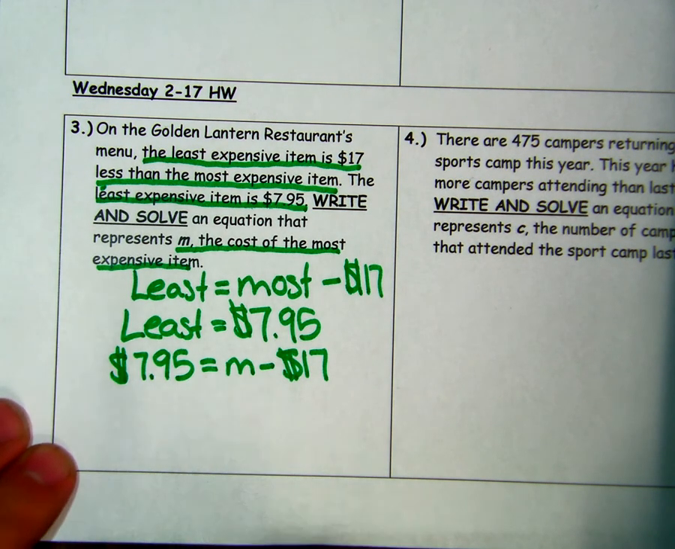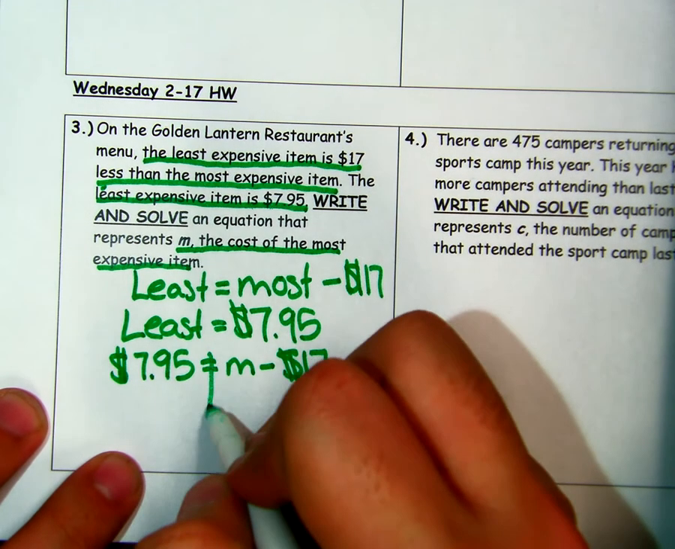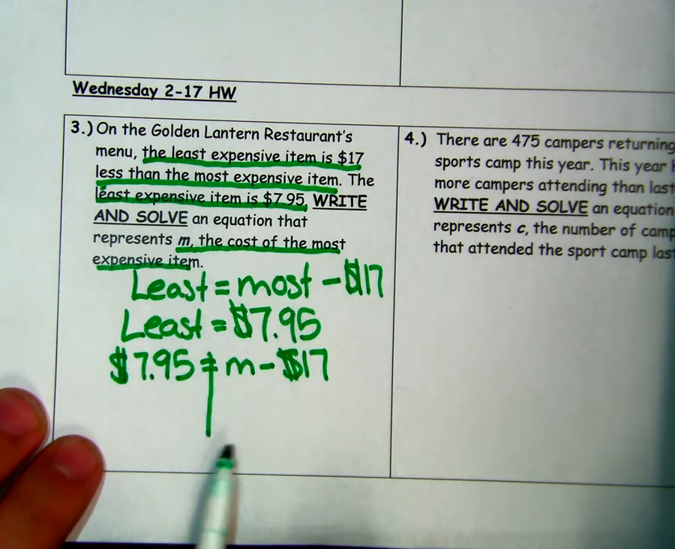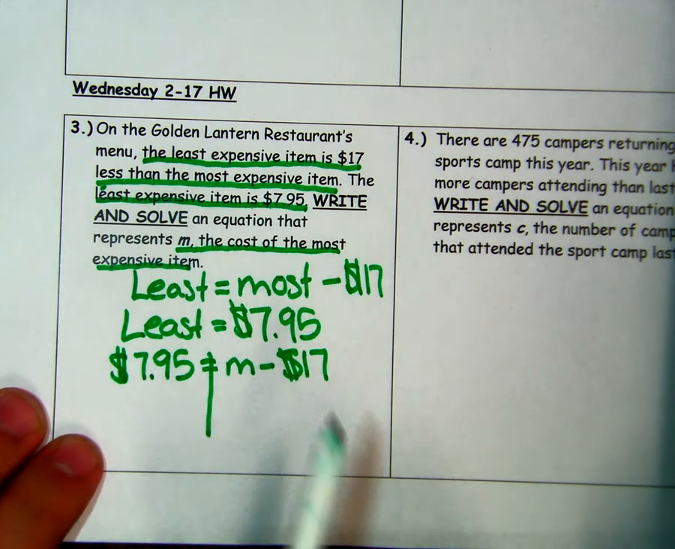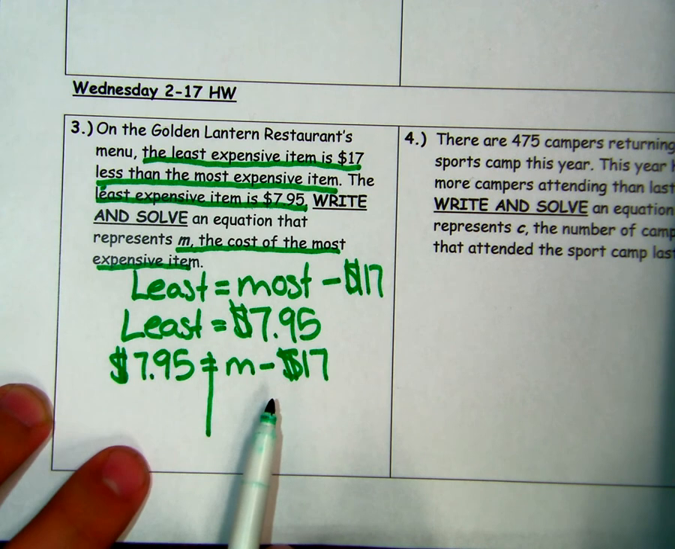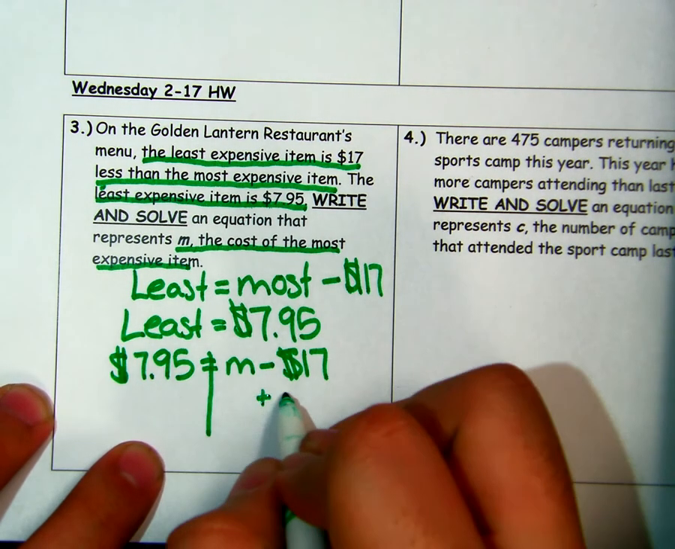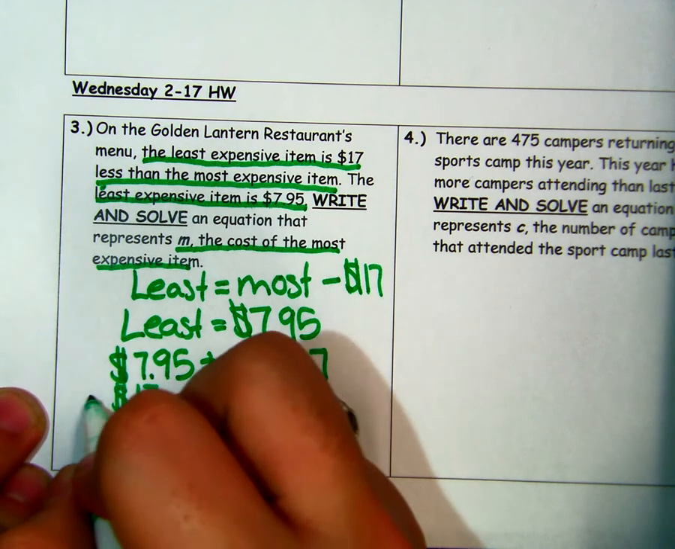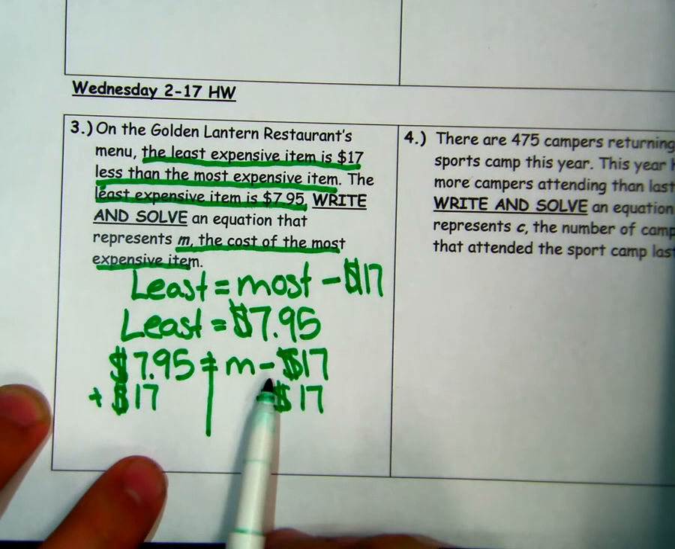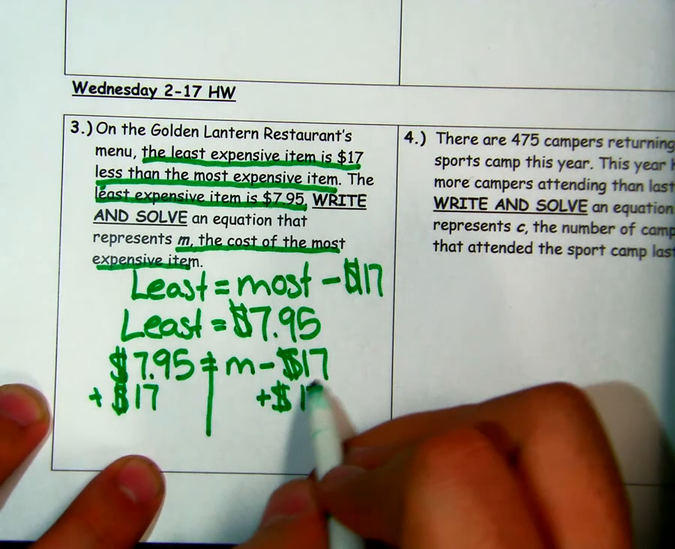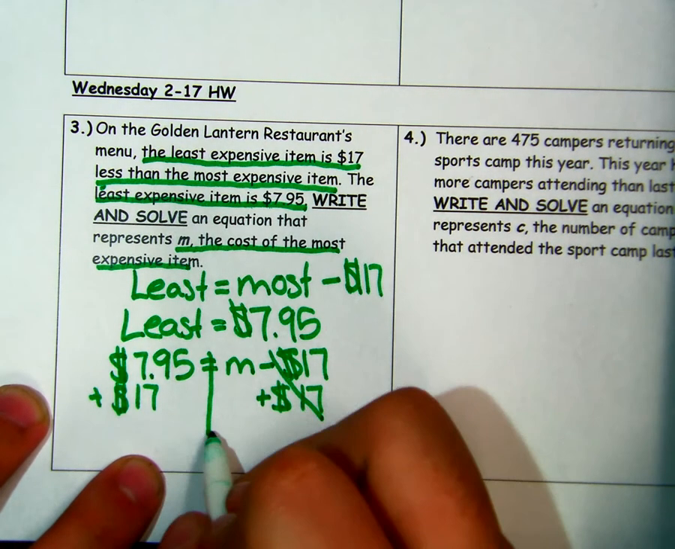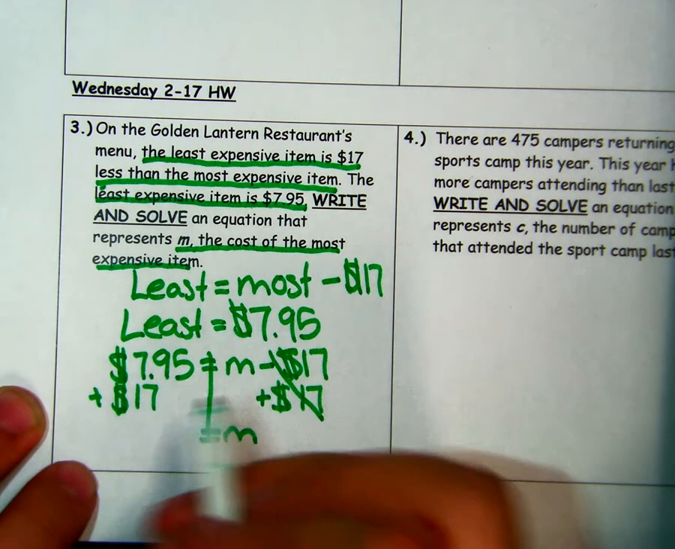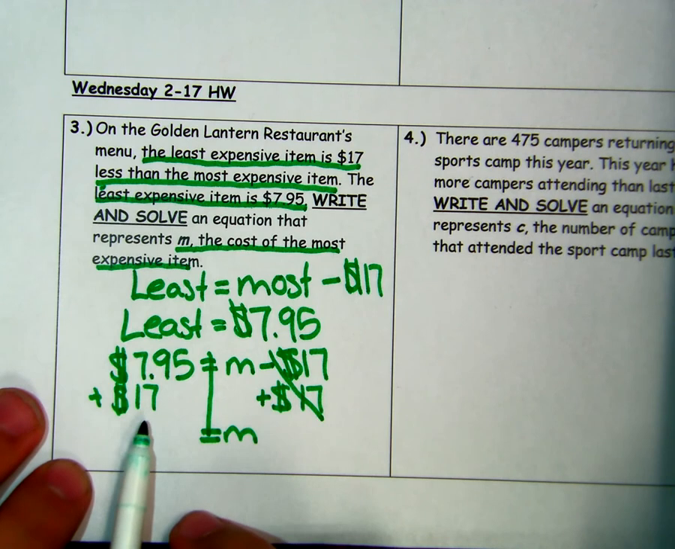So now that I have my equation, let's go ahead and solve. In order to solve this equation, just like we did for number 1, we're going to do the opposite of whatever I was given. Since I was given subtraction in my equation, I need to add $17 on both sides in order to solve for M. Minus 17 and plus 17 are opposites of each other, so these will end up zeroing out, and you're just left with M on that side. Now all we need to do is work through $7.95 plus 17.